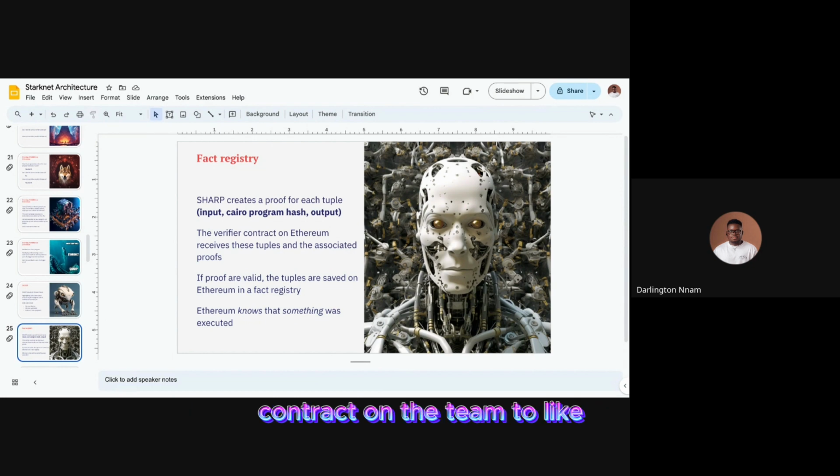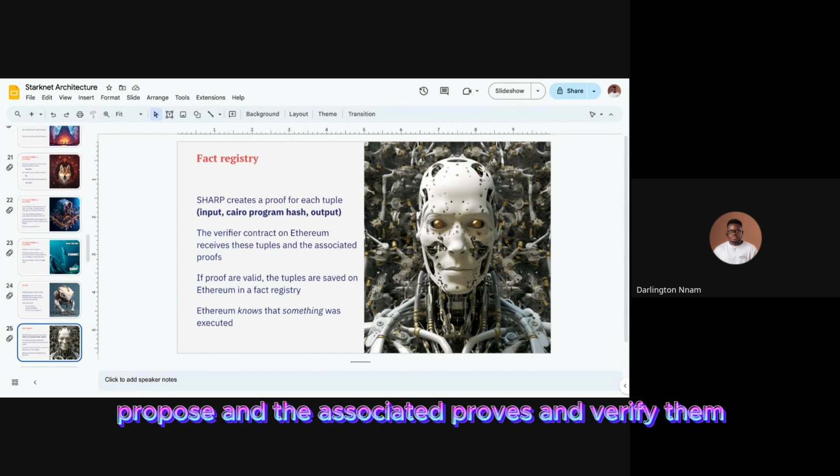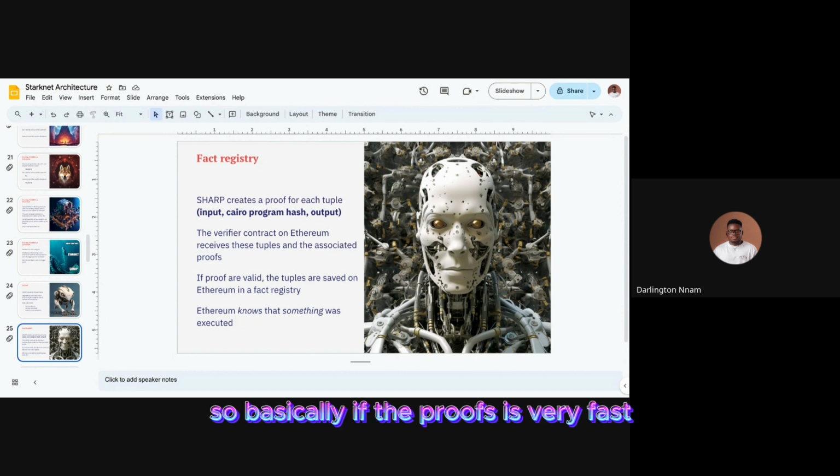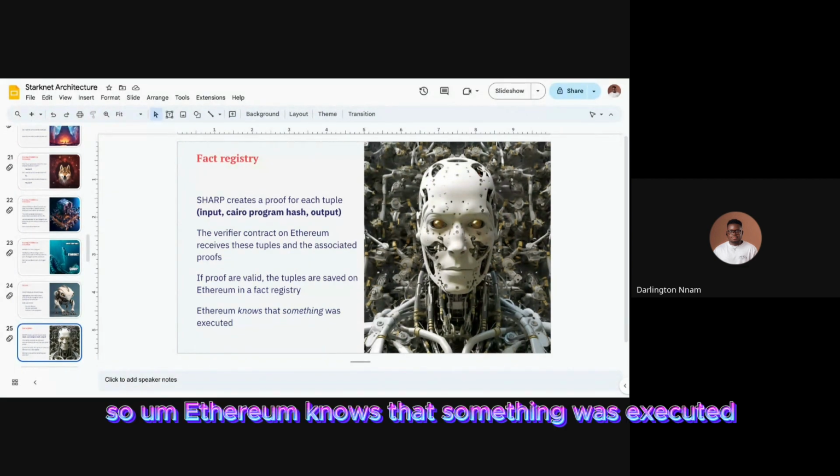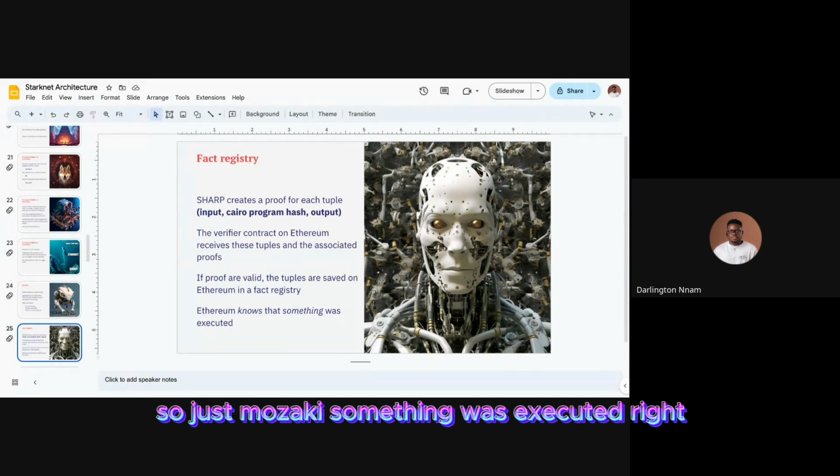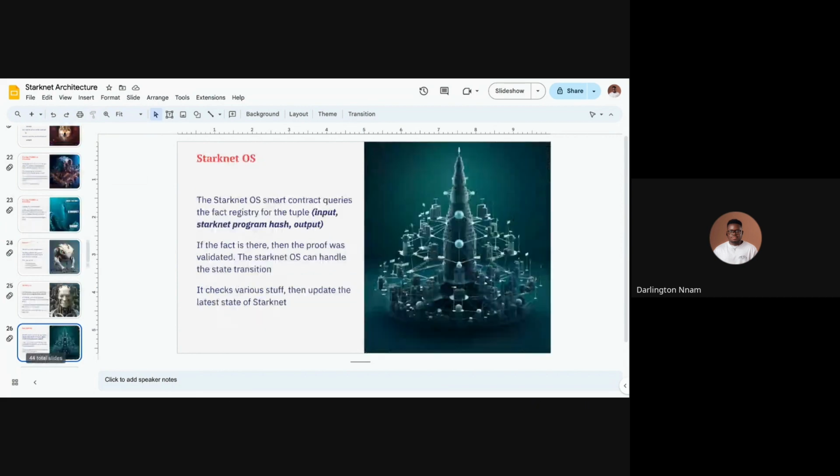Now, this proof is sent to Ethereum, and it's the responsibility of the verifier contract on Ethereum to receive these tuples and the associated proofs and verify them. So if the verifier smart contract checks it and the proofs are valid, the tuples are saved on Ethereum in what we call a fact registry. So Ethereum knows that something was executed, but remember we do not pass the whole transaction information to Ethereum. It just knows that something was executed and it was done rightly.